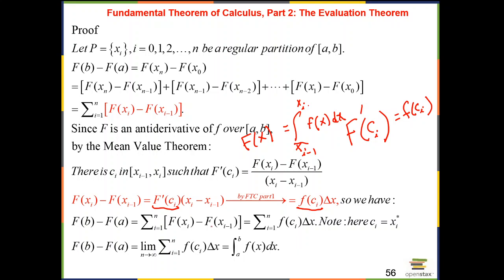Okay, now we have something. Now we can say that this structure equals this summation, which is equal to this summation, which we recognize, right? Because Ci here is like the x star sub i in this interval, in this partition, in each partition that we talked about before.